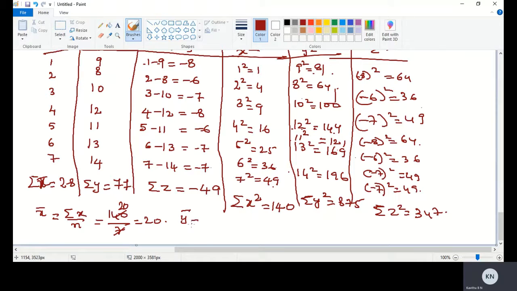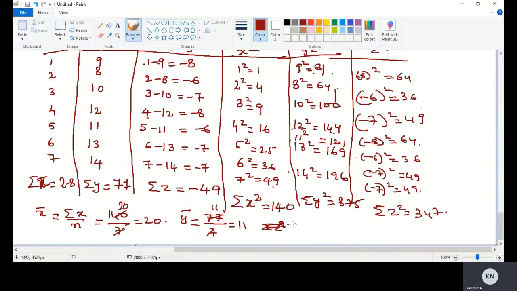Then similarly find out y bar. Y bar is here 77 divided by 7. 77 divided by 7: 7 ones are 7, 7 11s are 77. So 11.